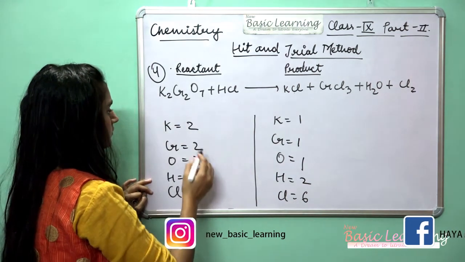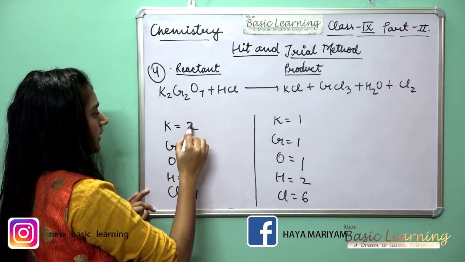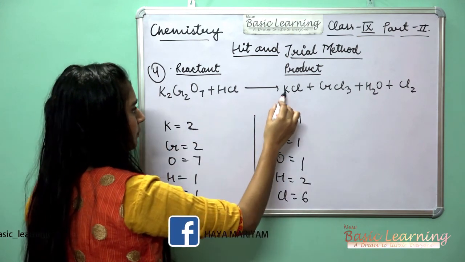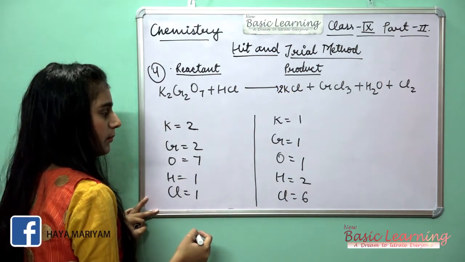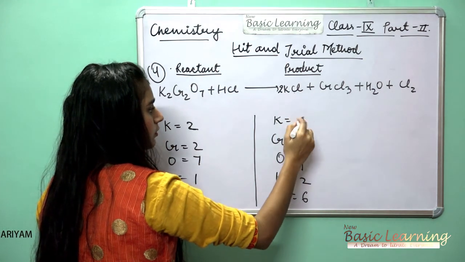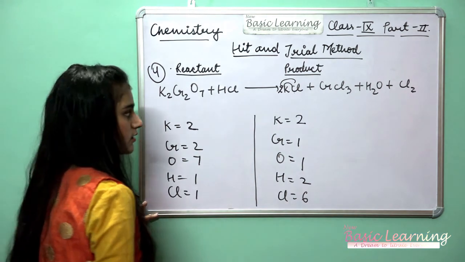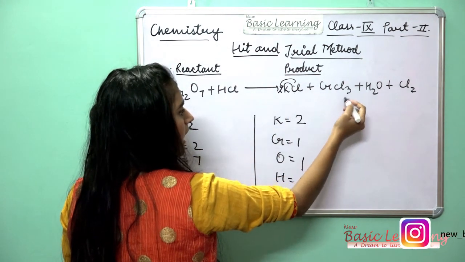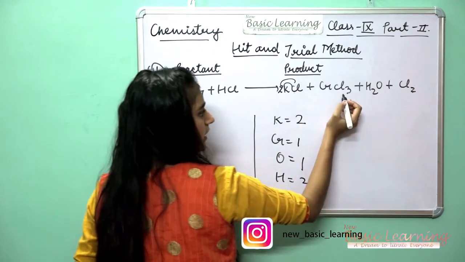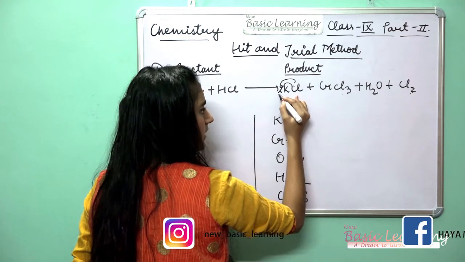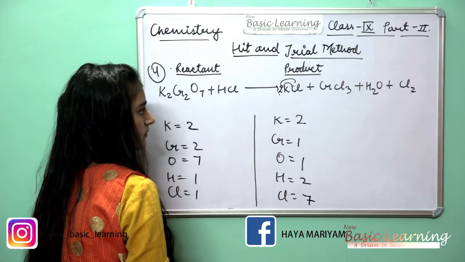So now let's solve this. Here on the reactant side we have 2, and here on the product side I have 1. So I will add 2 here, so it will be 2 potassium. At the same time it will be for the chlorine also. So we were having 6, and now when I add, 3 plus 2, 5 and 6 and 7, so it will be 7.